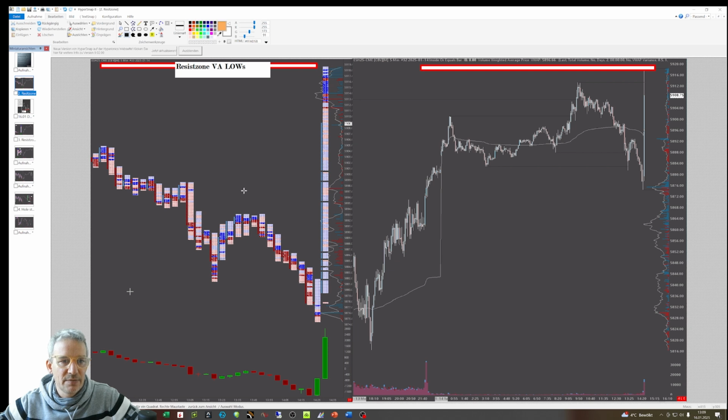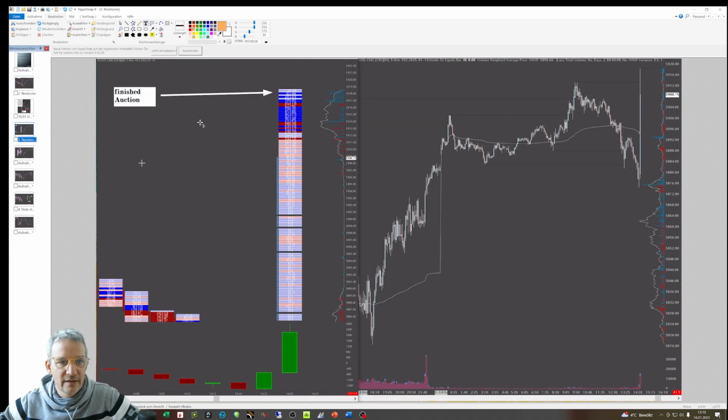The next step, the market runs up to this resistance zone I created with the value area lows in the picture before. And the first thing I do is a quick watch at what happened here. We will look a little bit deeper into this place, and I can find big orders on this level.